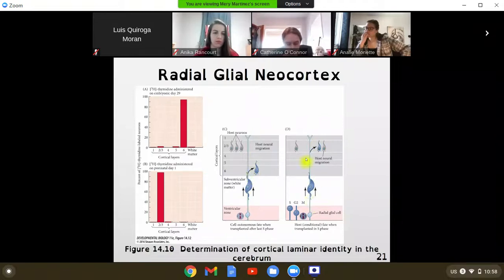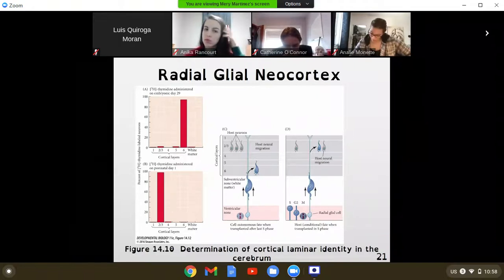In D, if these precursors are transplanted before or during the late S phase, they migrate with the host neurons in layer 2, meaning that they feel like they were just born. So remember, early born neurons establish the deeper layers and later born neurons form the more superficial layers, which means that the cerebrum is growing from the inside to the outside.